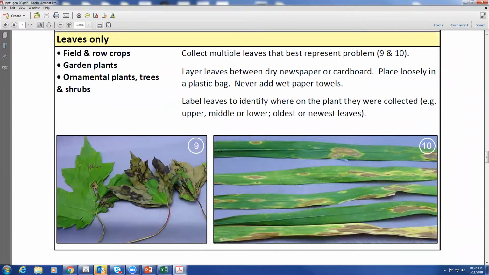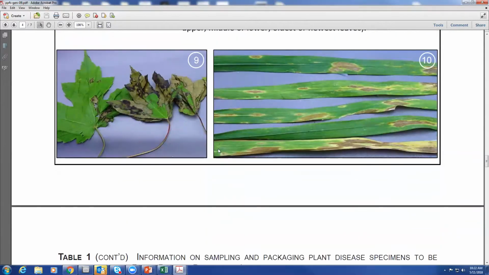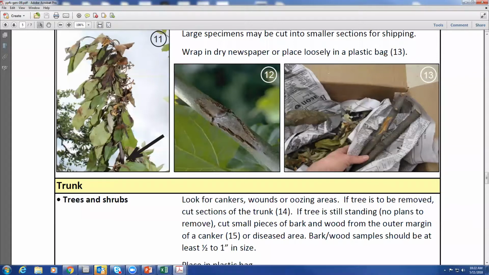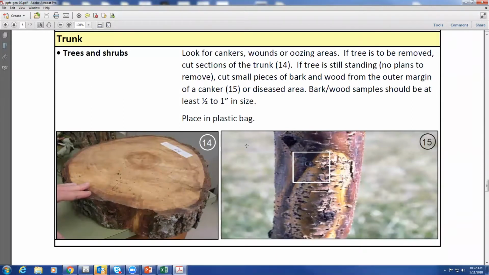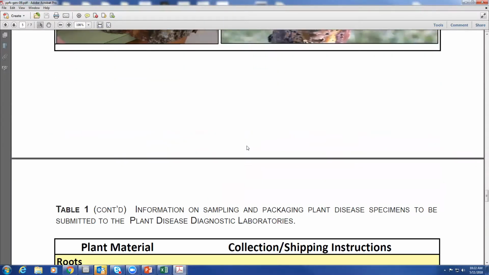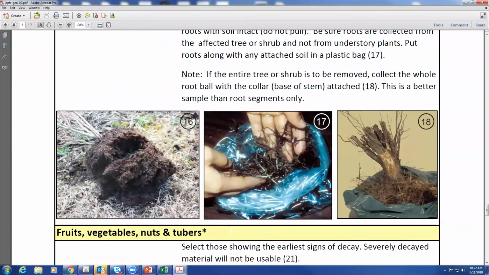You can always package your leaves in an envelope or between two pieces of cardboard. Those are really the easiest ones. Then branches. We talk about cankers here and how you're packaging those, what exactly to send. The more the better, again. And then what happens when you have large plants.